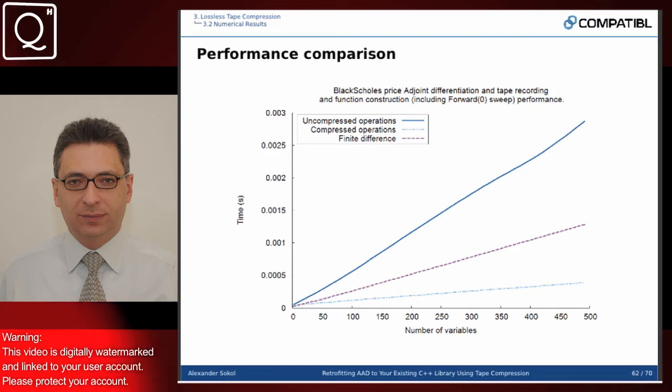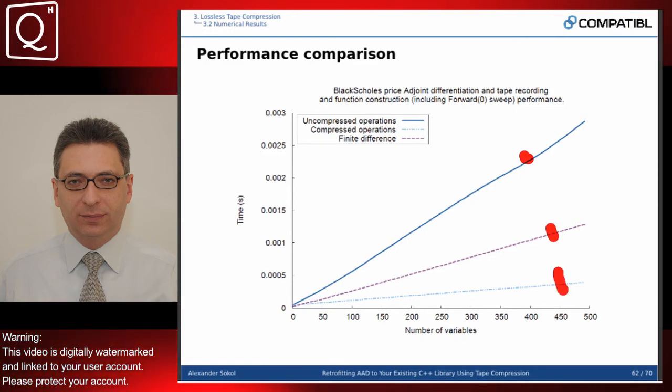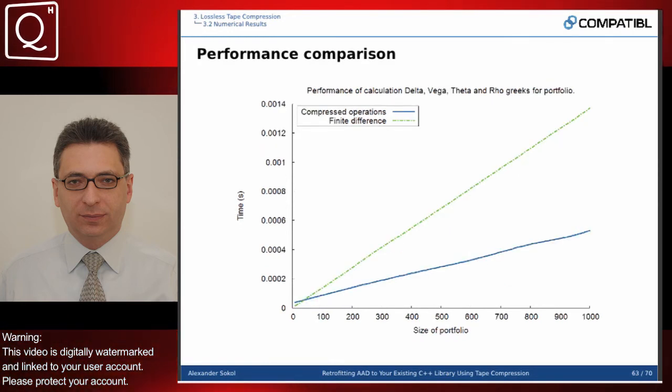So this is without adjoint, with bump and reprice by finite difference, without compression, and with compression. So this is the first, second, and third, right? So with compression is the best. This is just compressed, without. So this is a finite difference. This is compressed to get faster.